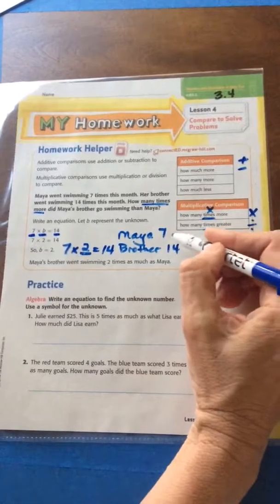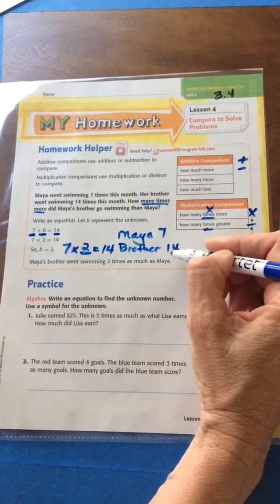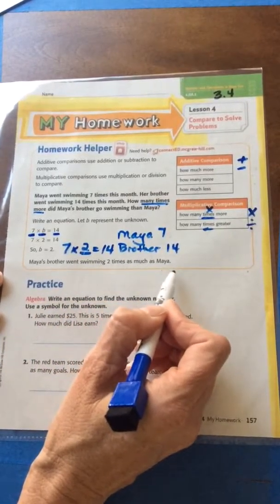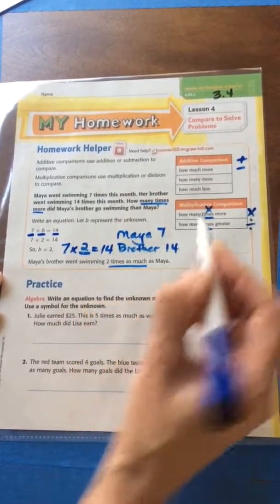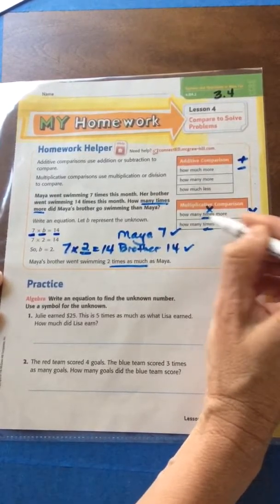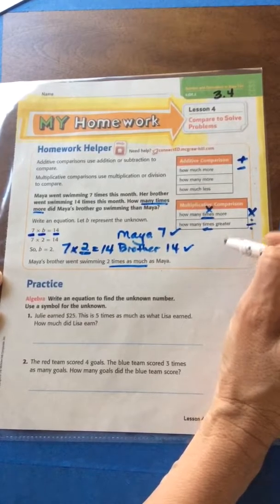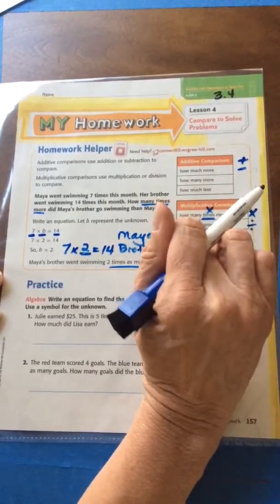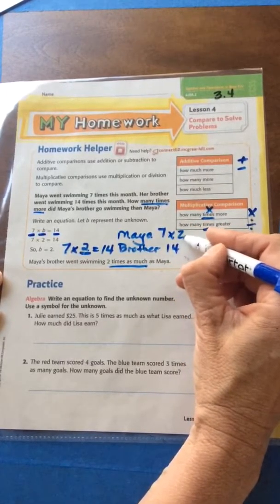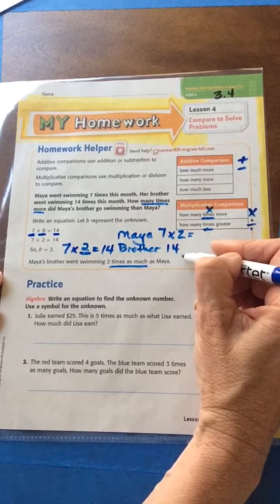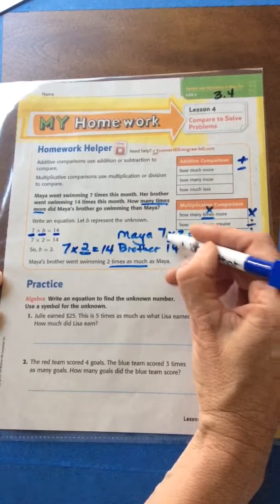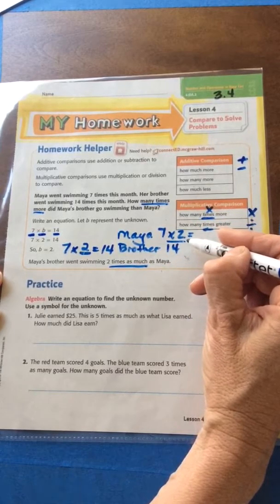Why? You can say it in another way. Maya's brother went swimming 2 times as much as Maya. 2 times as much. So for every time that Maya went, he went 2 times. He doubled what she did. Okay? So you don't want to say he went 7 more times than she. He went twice as many times as she, and that gives you 14. Okay? If you're using that word times, then you have to think of it as a multiplication problem by 2.